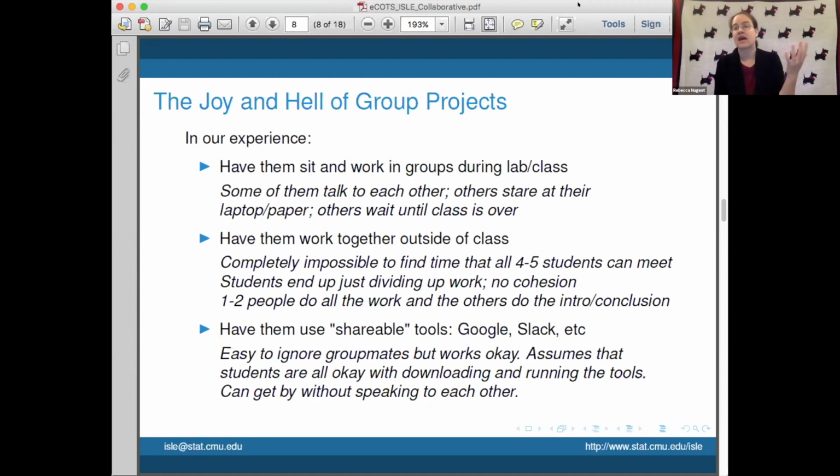And some of that is due to college lifestyles, and some of that is due to them wanting to be part of other student organizations, meeting at night, etc. But it's incredibly difficult. So we end up using a lot of class time because we can't find times for them to meet otherwise. And as a result, the students just end up dividing the work. There's no cohesion. And then, of course, we've all seen the 1 to 2 people do all of the work, and the others do the intro and conclusion.